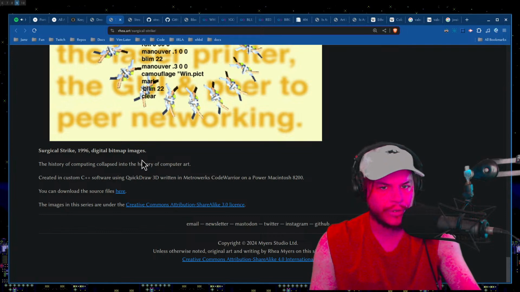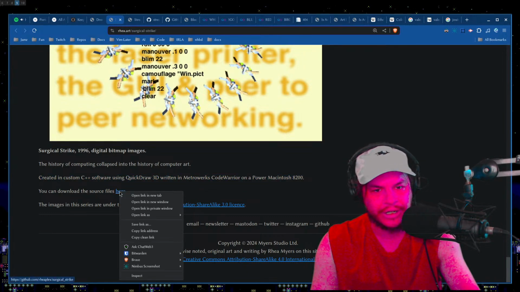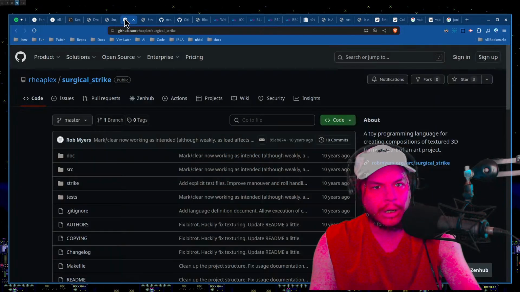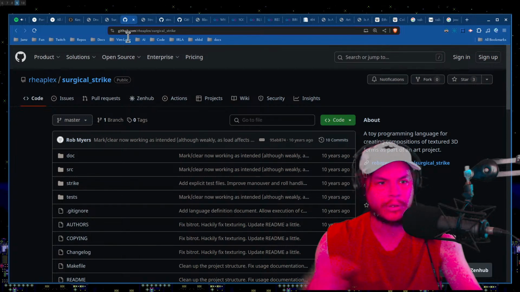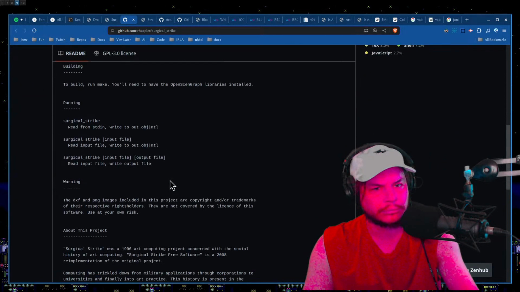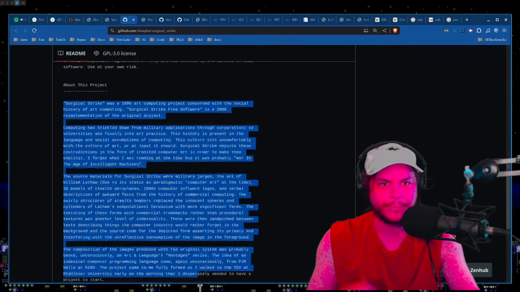Surgical Strike, 2014, digital bitmap images, the history of computing collapse and the history of computer art. Created in C++ software using QuickDraw 3D, written in Metrowerks CodeWarrior on a Power Macintosh 8200. You can download the source files right here. It is done under CC 3.0. Surgical Strike. You're copyrighted. And here we go about this project.